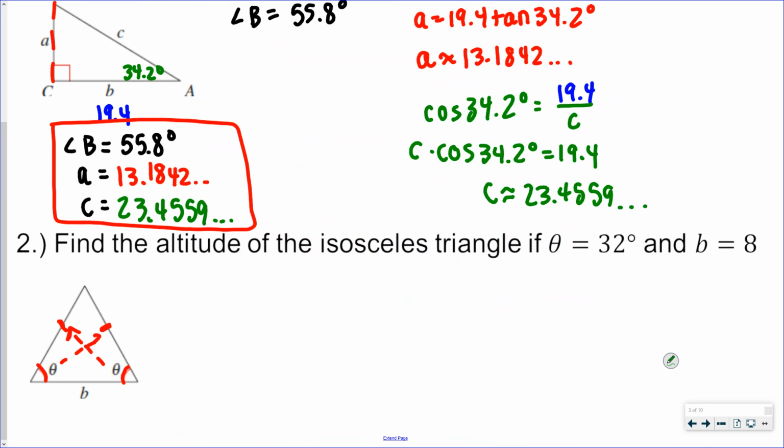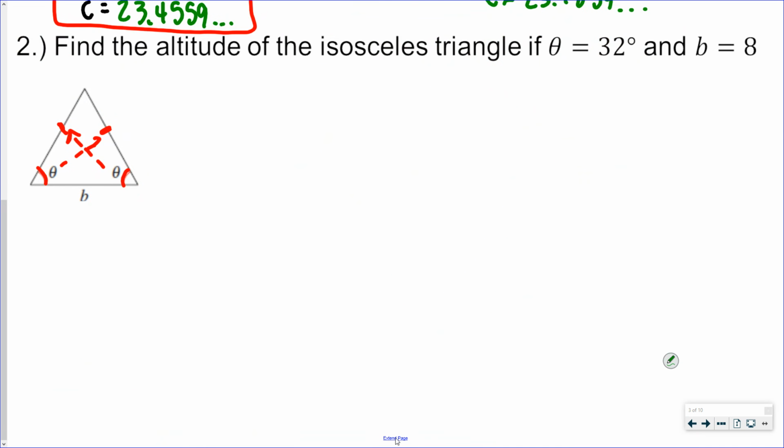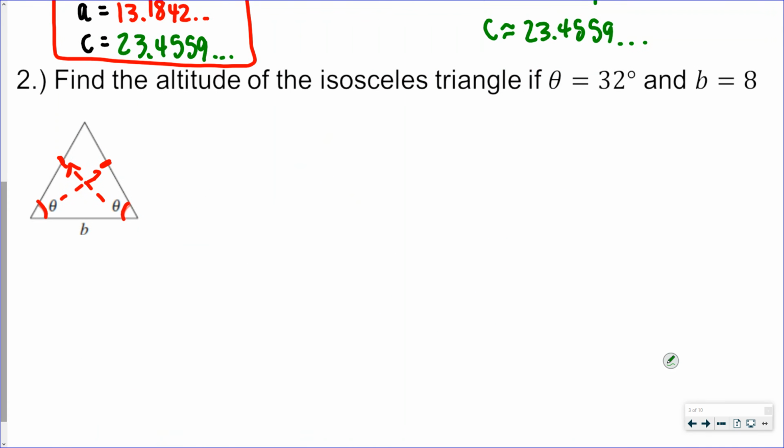Okay, so we know the angle is 32 degrees. I'm going to go ahead and label that. And we know that B, the base here, is 8. What's an altitude? Anyone remember? Height. Yeah, the height. Height is another way to think of it, or from the vertex perpendicular to the other side is another way to think of it. I'm going to call it H.